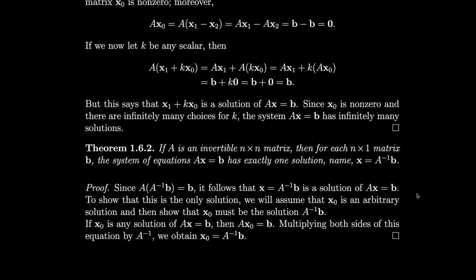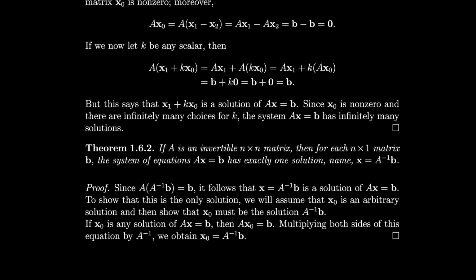If A is an invertible n by n matrix, then for each n by 1 matrix B, the system of equations Ax equals B has exactly one solution, namely x equals A inverse B. Let's prove this. Since A times A inverse B equals B, it follows that x equals A inverse B is a solution of Ax equals B. It's what we just plugged into x and we got B out of it. So A inverse B must be a solution.